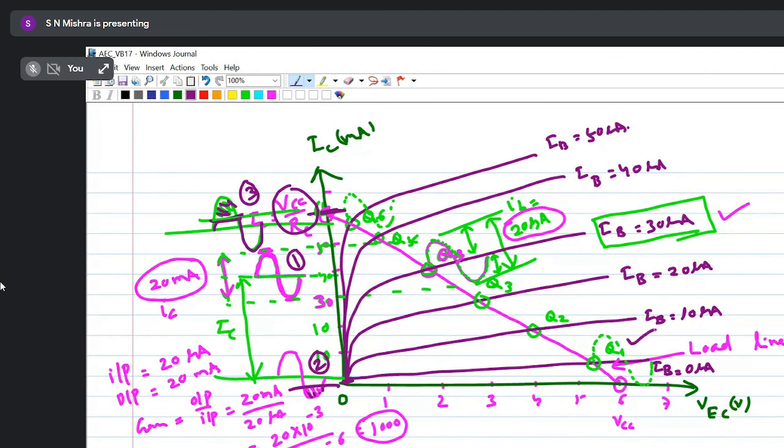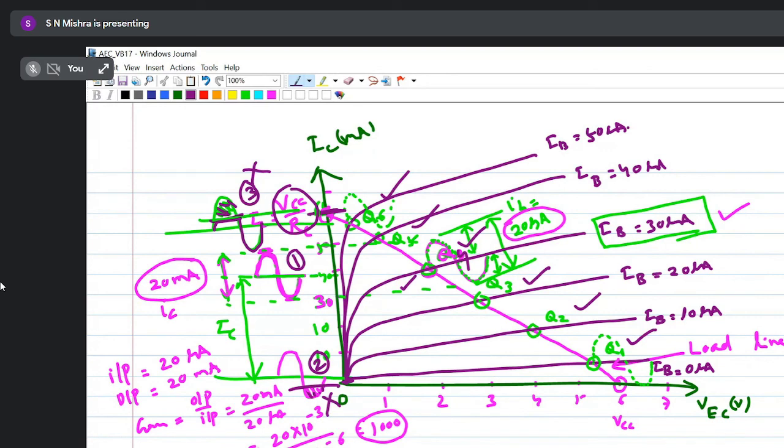I can choose Q1, Q2, Q3, Q4, Q5, or Q6. I have already chosen Q6, Q1 and Q4 for example. Here we have seen unfaithful amplification, here we have seen unfaithful amplification. But at Q4 I have seen faithful amplification. So what is the most appropriate Q point so that your amplification will be good? Third.